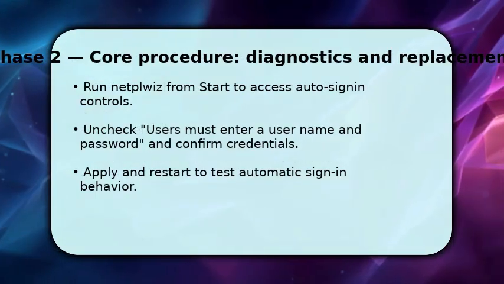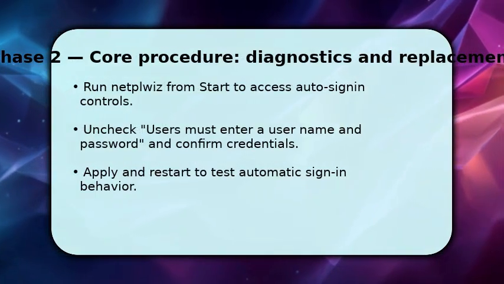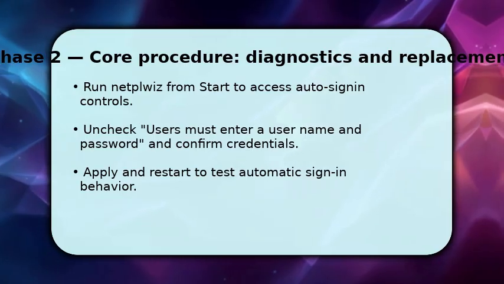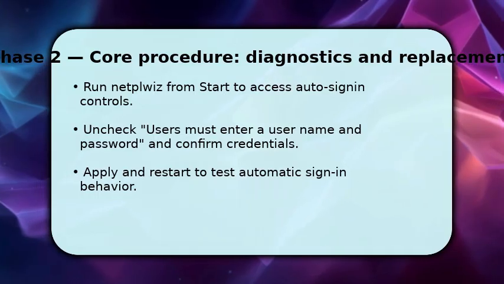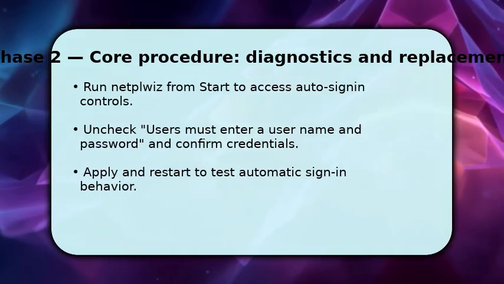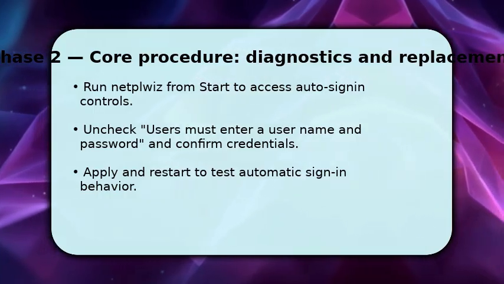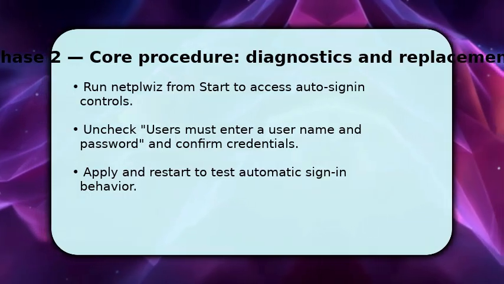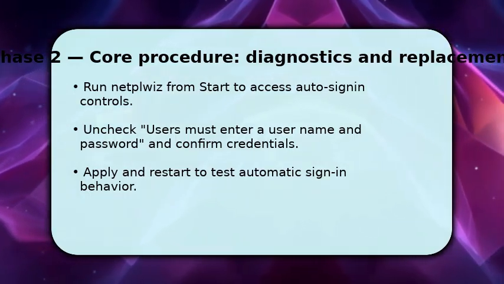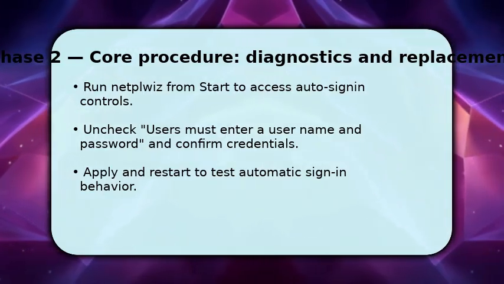Once you have a local account or simply want the Microsoft password removed from the lock screen, press Start, type NetBluzz, and run it. In the Users dialog uncheck, users must enter a username and password, then click Apply. You'll be asked to enter the account credentials to confirm auto-sign-in. Use the account that normally signs in. This sets Windows to bypass the password prompt at sign-in and lock screen. Make sure to apply changes, then restart to verify it works.